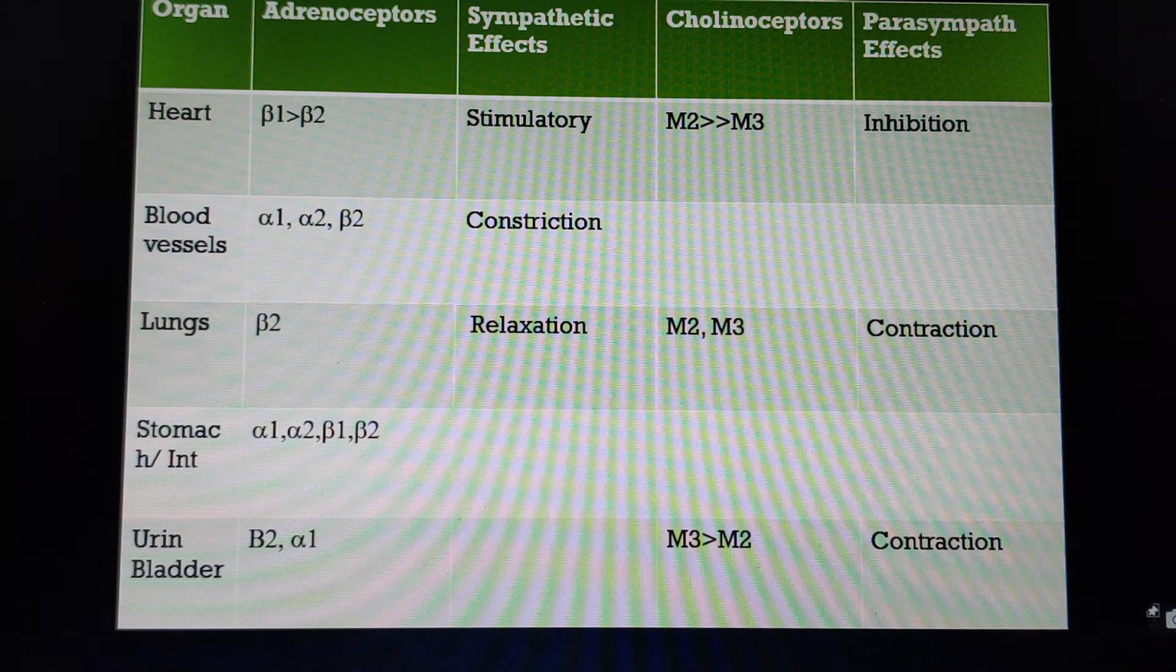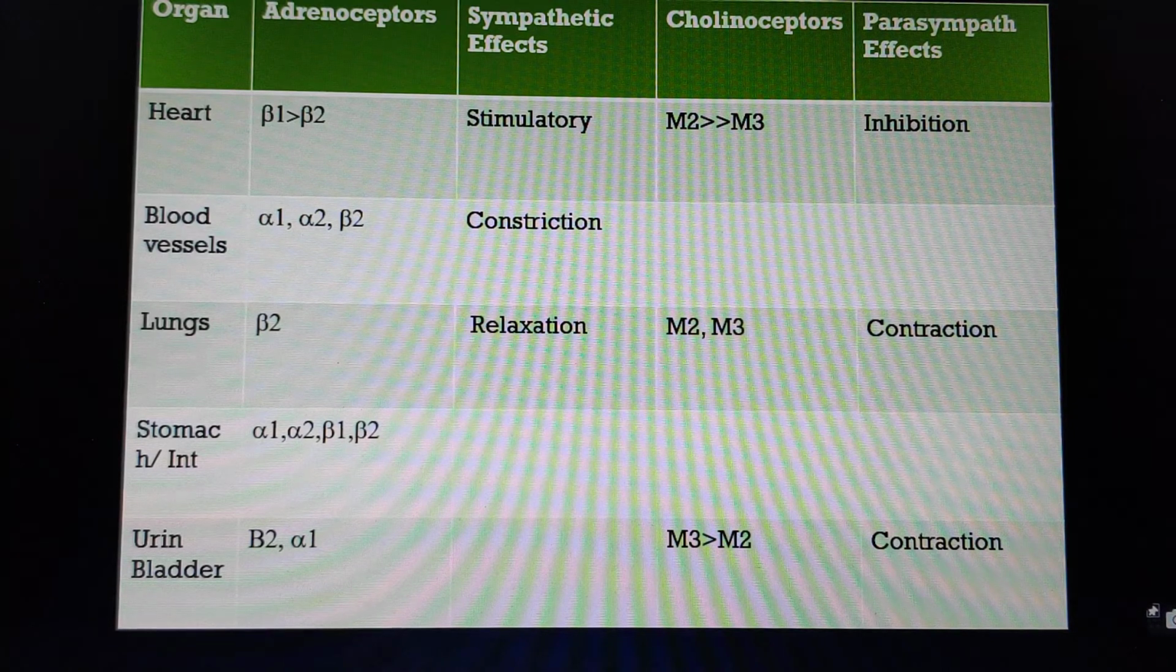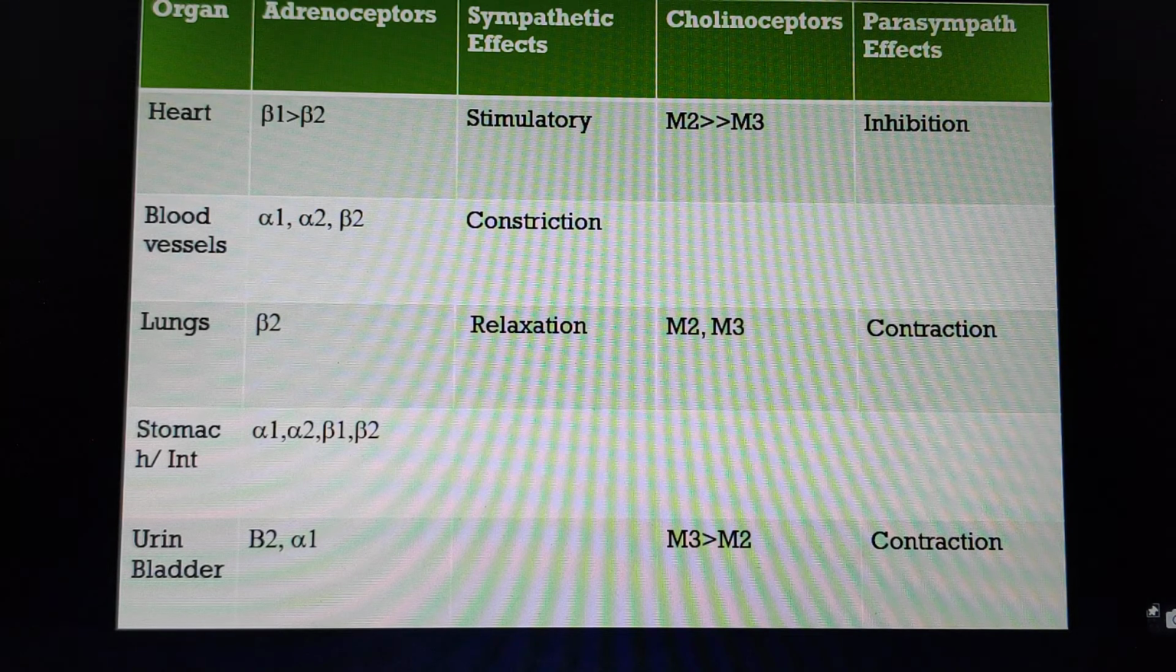In the stomach and intestine, we have primarily the sympathetic nervous system, and also to some extent the parasympathetic nervous system. Sympathetic nervous system effects are inhibitory, or they cause relaxation of GI muscles, whereas parasympathetic stimulation causes contraction or stimulation of the GI muscles. Same is with the urinary bladder. The urinary bladder is relaxed with sympathetic stimulation and it contracts with parasympathetic stimulation.